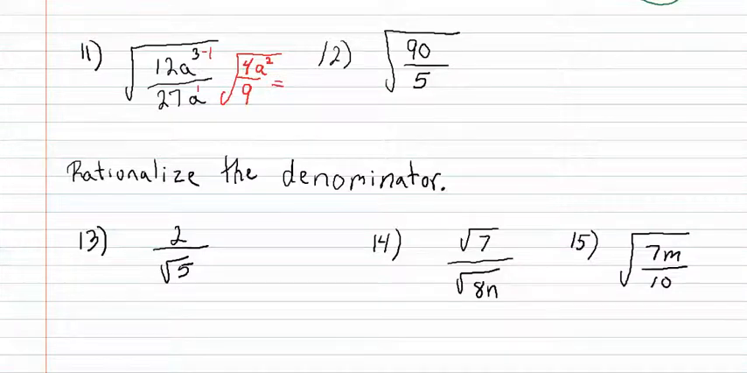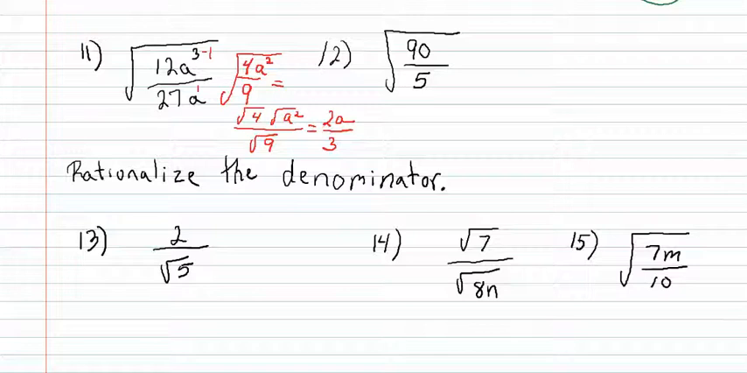Because 3 times 4 is 12, 3 times 9 is 27, and then I subtract the exponent here and got a squared. So now I can take square root of 4, square root of a squared, and the square root of 9. So I have a 2 at the top, I have an a at the top, and I have a 3 at the bottom. So that is my answer.